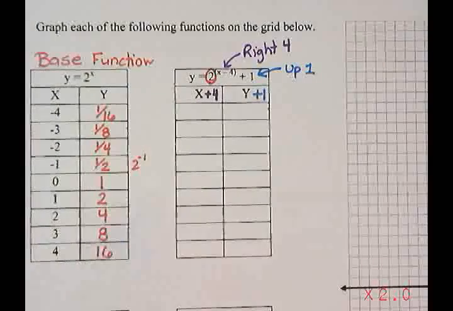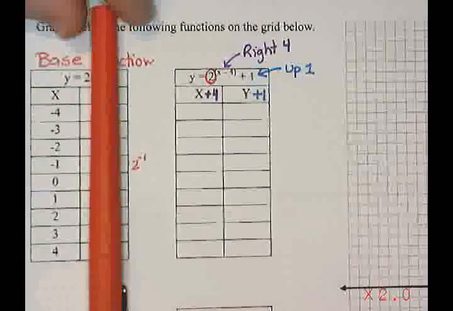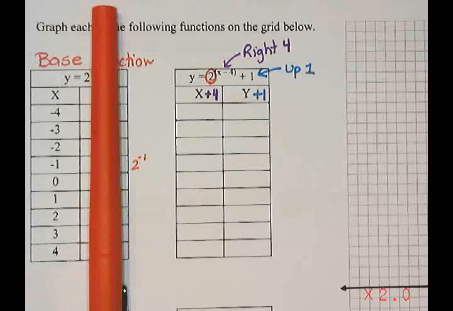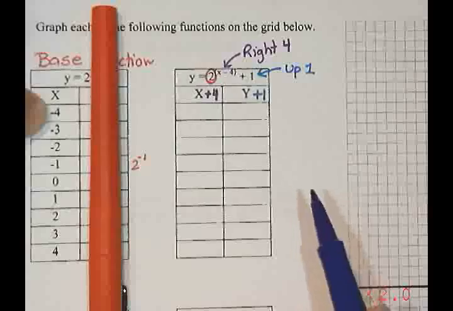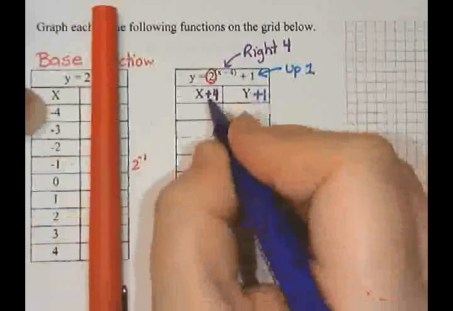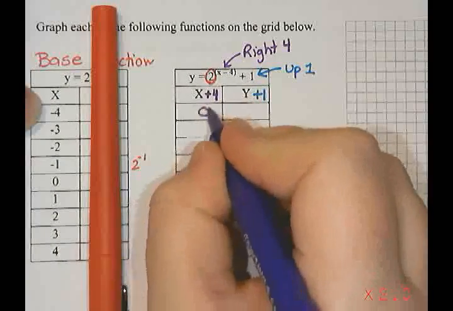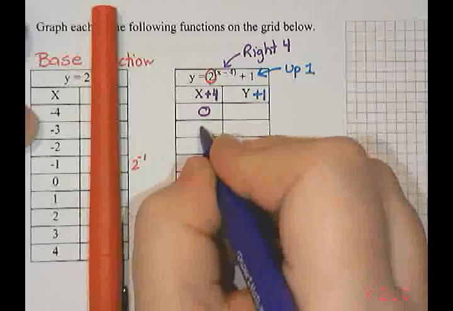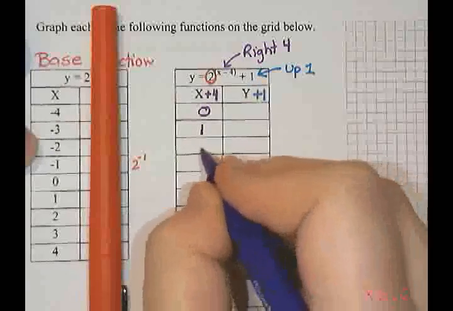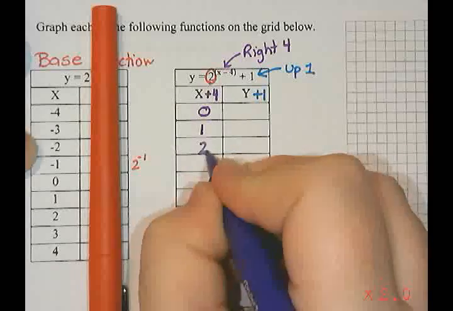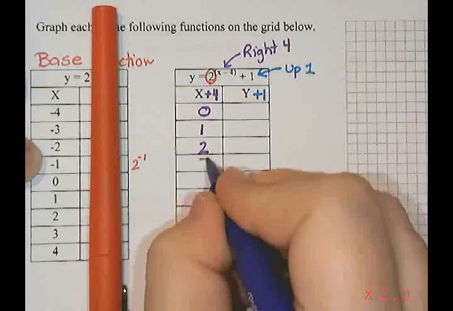So to help me do that, I'm going to cover up the y values so that I don't make a mistake here. And I'm going to take each of my x's and add 4. So negative 4 plus 4 is 0. Negative 3 plus 4 is 1. Negative 2 plus 4 is 2. Negative 1 plus 4 is 3.